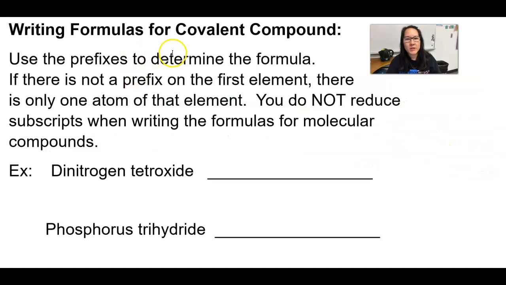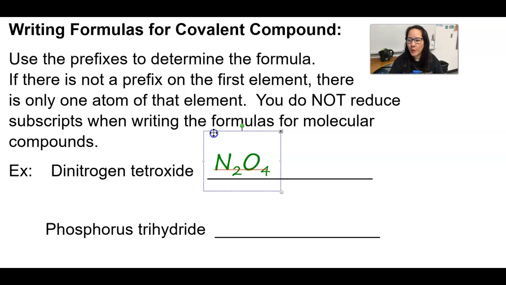When writing formulas for covalent compounds, use the prefixes to determine the formula. If there's not a prefix on the first element, then there's only one atom of that element. You do not reduce subscripts when writing the formulas for molecular compounds. In this example, we have dinitrogen, so it's nitrogen, and di means it has a subscript of 2, and then we have tetroxide. Oxide means it's oxygen, and tetra is 4. So this is going to be N2O4.